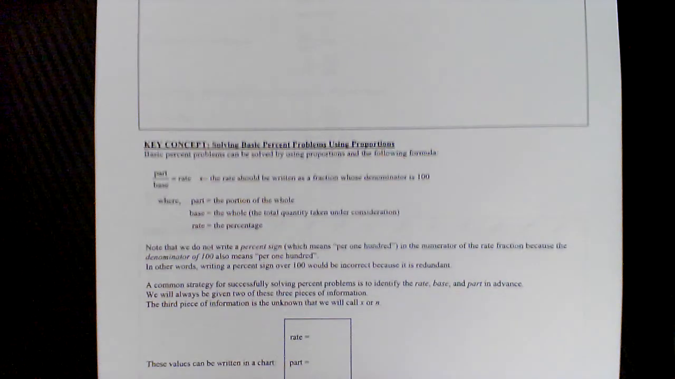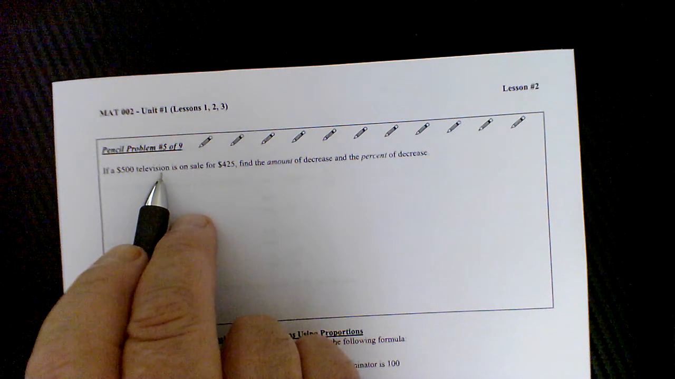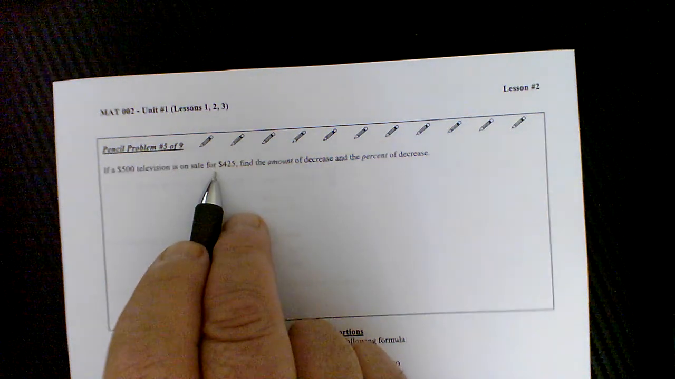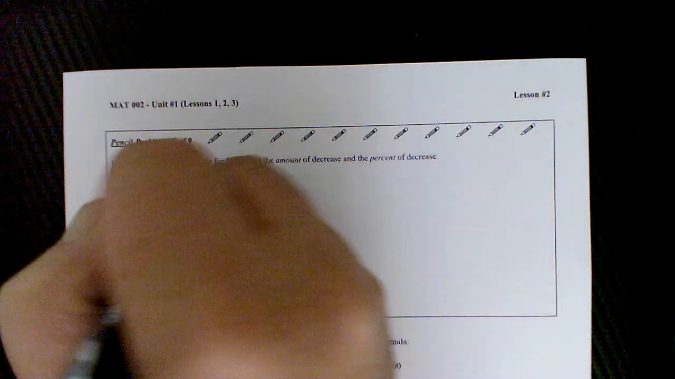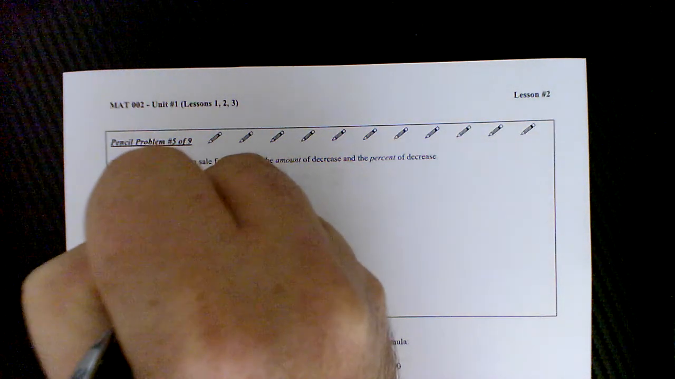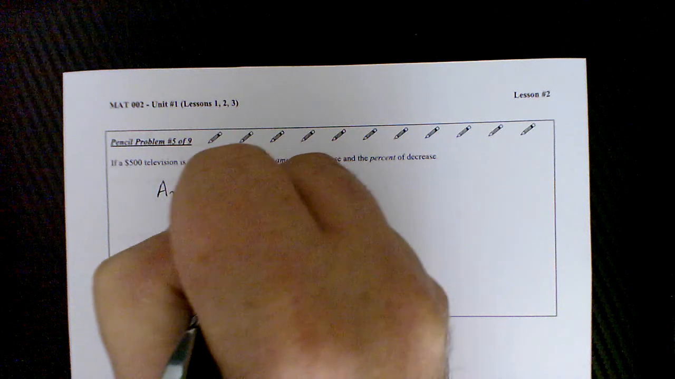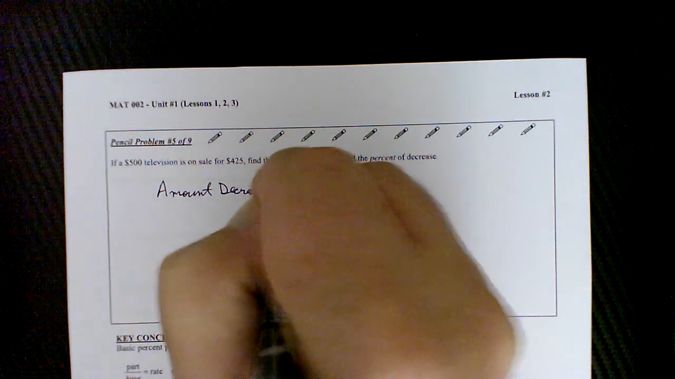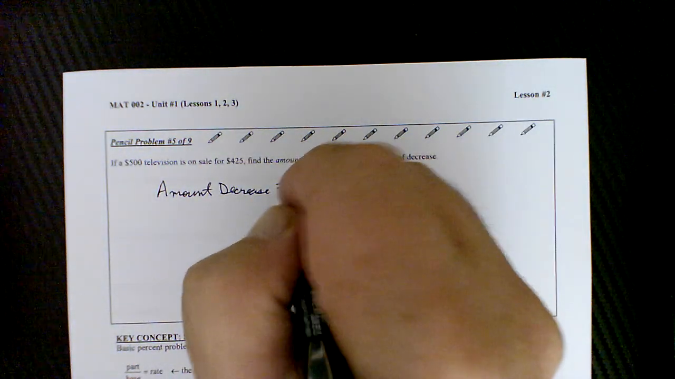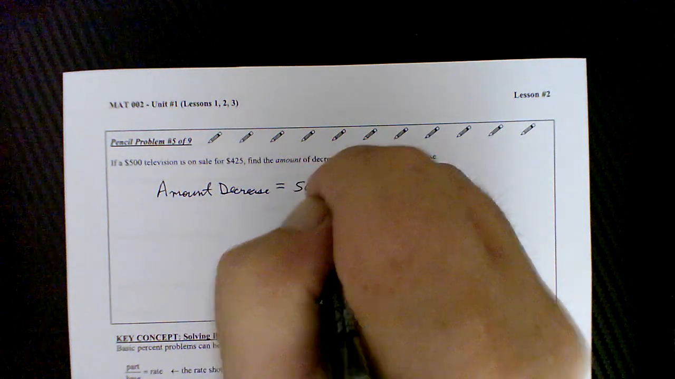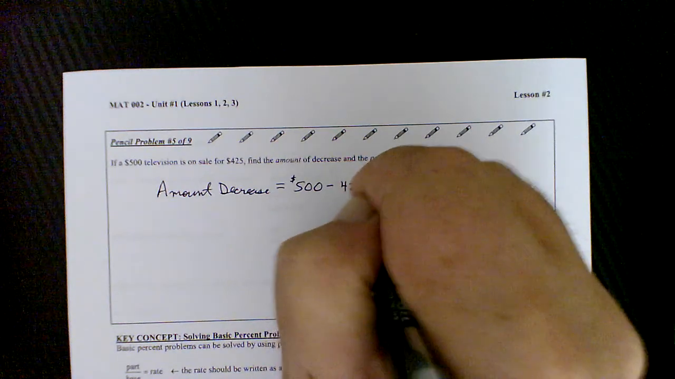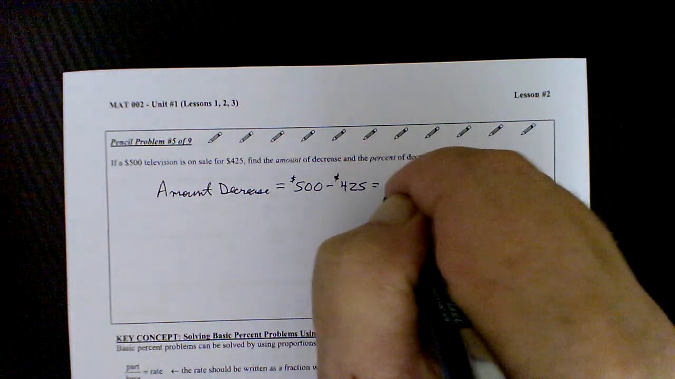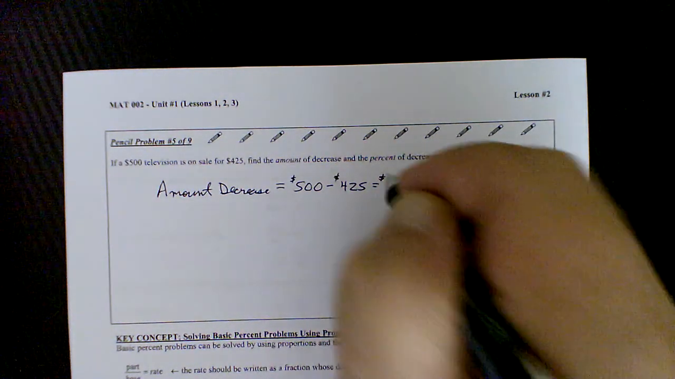And so, to the pencil problem. Okay, we've got a $500 television. It's on sale for $425. Find the amount of decrease and the percent of decrease. So, the amount of decrease is just the difference. And you always take the high minus the low, so we never get negative numbers. So $500 minus $425. So that gives us $75.